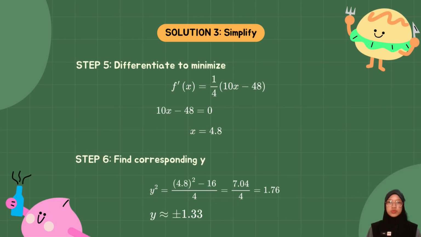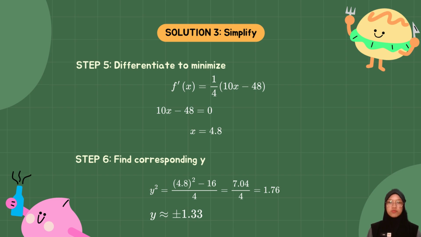So step 5, we differentiate to minimize. So we differentiate it, then we get 1 over 4 times (10x minus 48). Then we set it equal to 0 and then we get x equals 4.8.